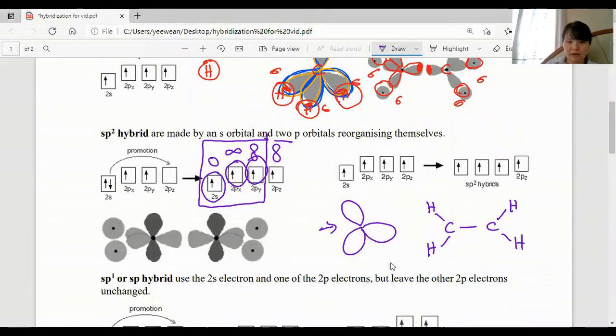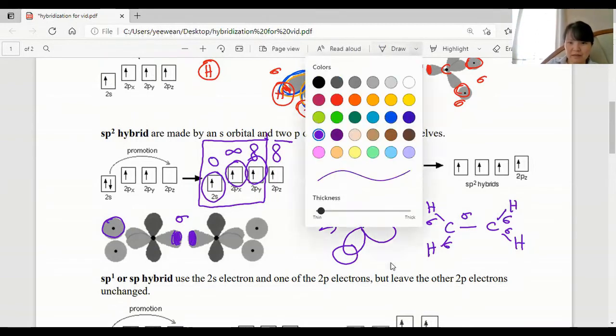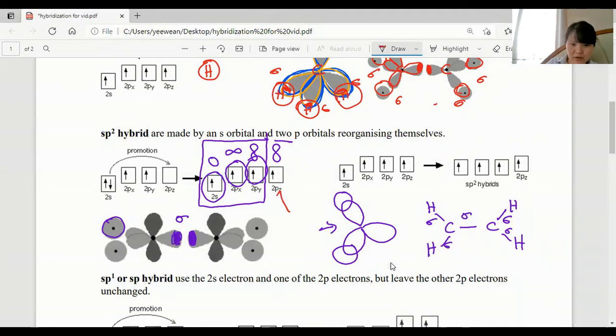When two of these overlap, the ends will overlap first. When these overlap, again, it's a sigma bond. And the H overlaps here and here, and the other one as well. So this is sigma, sigma, sigma, sigma. But don't forget, there's one more that didn't join the hybridization. That would be the 2pZ. So this one didn't join the hybrid, right?